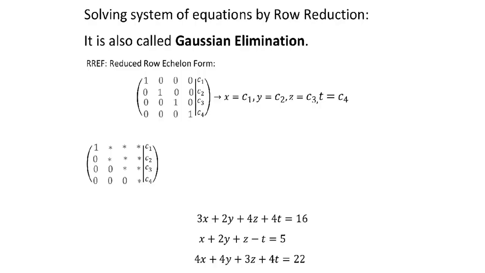This video is about using row reduction, also called Gaussian elimination, to solve a 4x4 system of equations. This time, we don't do RREF because it takes too much time. We just want to get this form. Then we can change it into a system of equations to solve the 4x4 system.